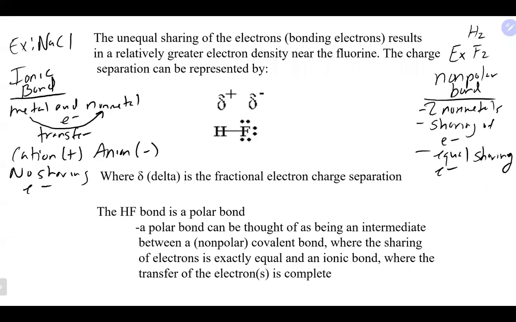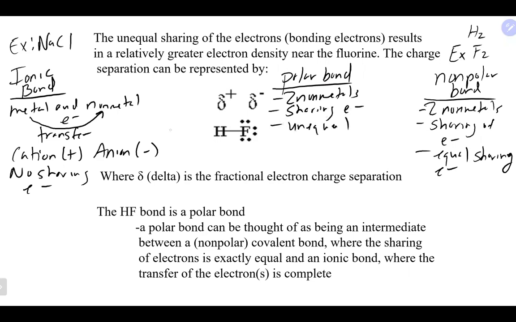And in the middle of those two is a polar bond, or a polar covalent bond. And a polar bond, again, is between two nonmetals. Again, there is sharing of electrons, but this sharing here is unequal sharing. And this right here is an example of it, HF, creating that partially negative charge and that partially positive charge.